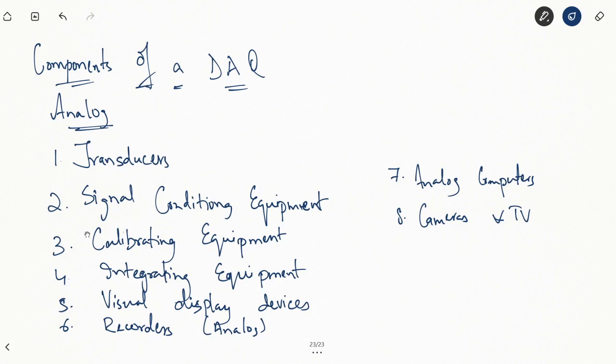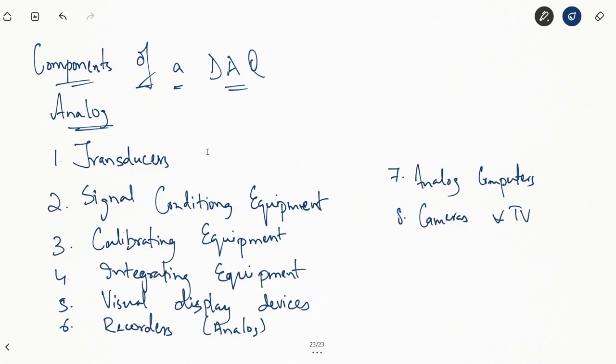You can have the transducer, the signal conditioner, the calibrating equipment, and the display devices. They are actually the main parts of this data acquisition system. Apart from that, you can have the integrating equipment, the analog computers, the cameras, and the TVs. This was about the analog data acquisition system.